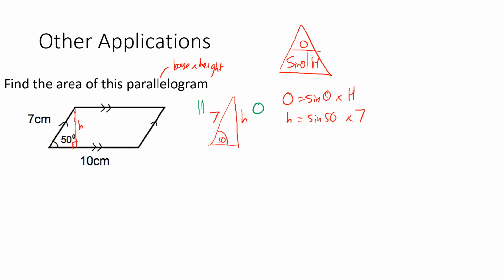That means the height of our parallelogram is 5.36 centimeters. We still need to find the area, so we'll then do base times height. We'll go 10 times 5.36, and we'll get that it's 53.6 centimeters squared.